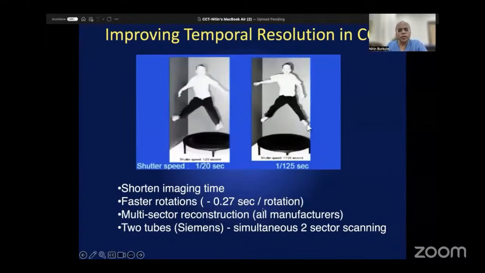Now, as we know that the modern CT scanners have a gantry rotation time of around 300 milliseconds, and we need at least 180-degree rotation, so half of that, like 150 milliseconds. Now, even in the 150 milliseconds, especially at the higher heart rate, we can still get coronary motion artifacts. So how do we improve on this temporal resolution? There are different ways of doing that. One is called multi-sector reconstruction, and the second is that you use two X-ray tubes. Let us see how it is done.